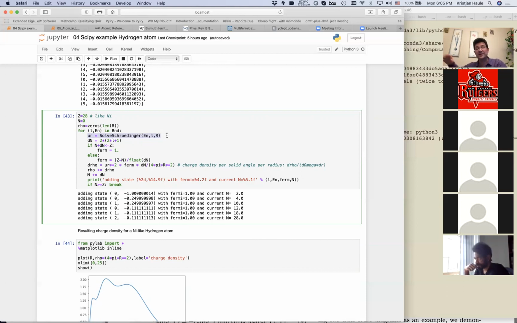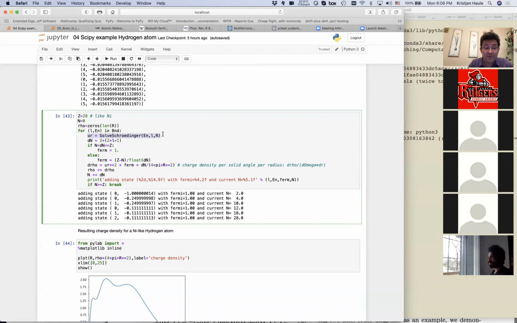Of course, we've done this many, many times when we were shooting, but we didn't save the function. So when we're shooting, we throw away the information. Once we found the energy, we throw it away, and now we need to recompute it once more. But it's cheap, so it's really not a problem to do it once more. We've done it probably 100 times before to get the bound state. Now we do it one more time so that we know how the function u of r looks.